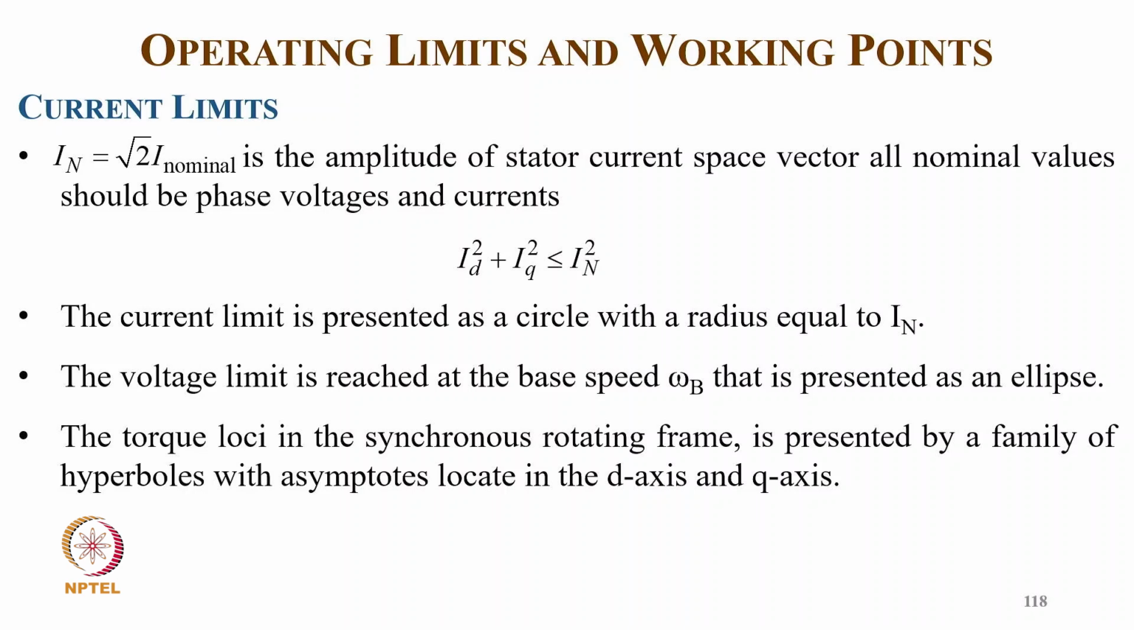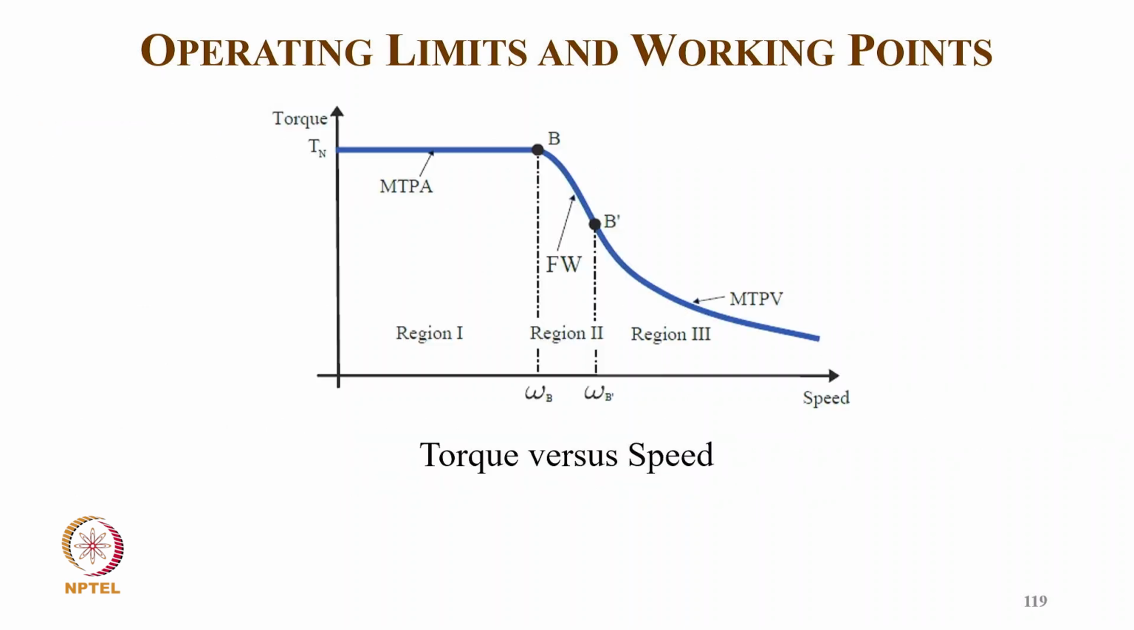The current limit is IN equal to root 2 I nominal, the amplitude of the stator current. For all values, phase voltages and currents should satisfy id square plus iq square less than IN square. The current limit is presented as a circle with radius equal to IN, and the voltage limit is reached at the base speed omega b, presented as an ellipse. The torque locus in the synchronous rotating frame is presented by a family of hyperbolas with the asymptotic torques located on the d and q axes.